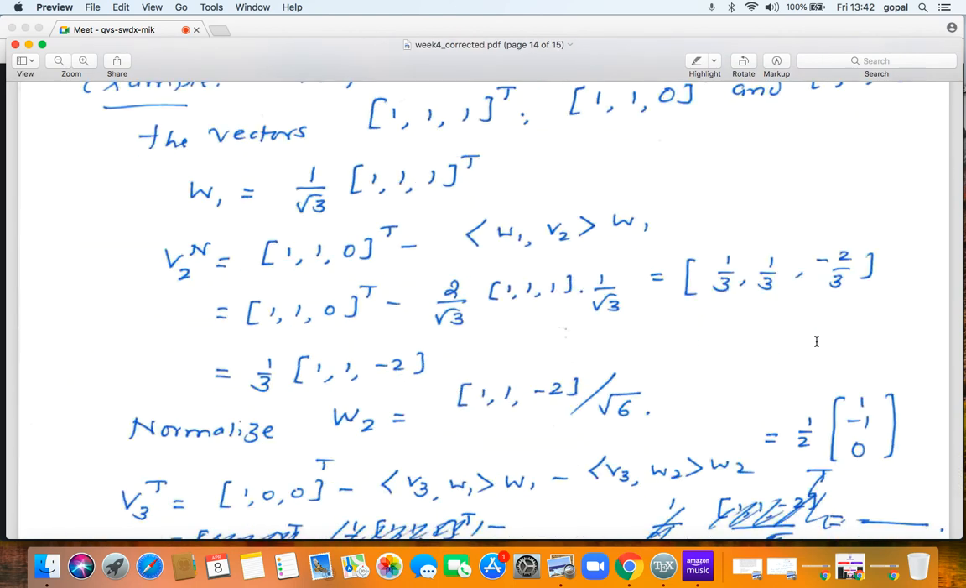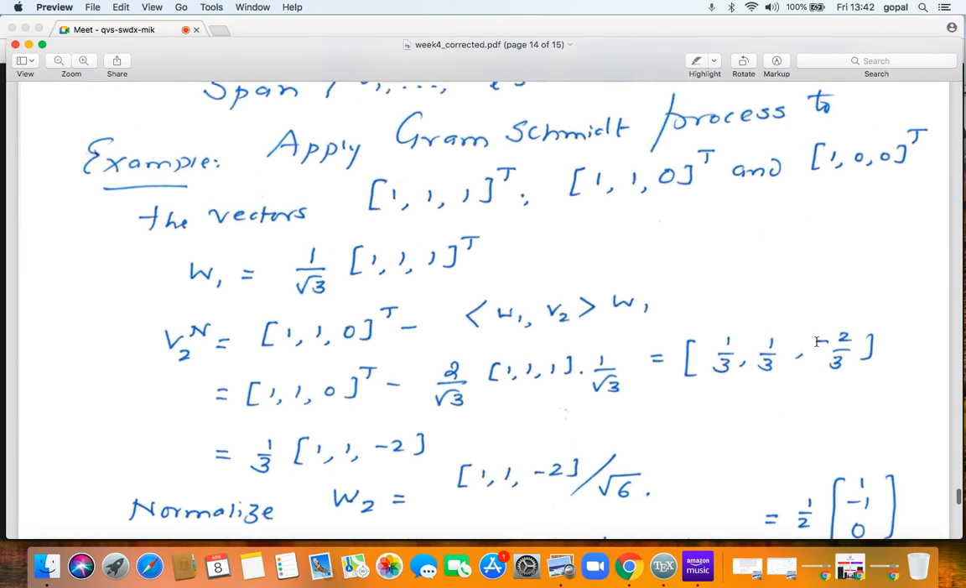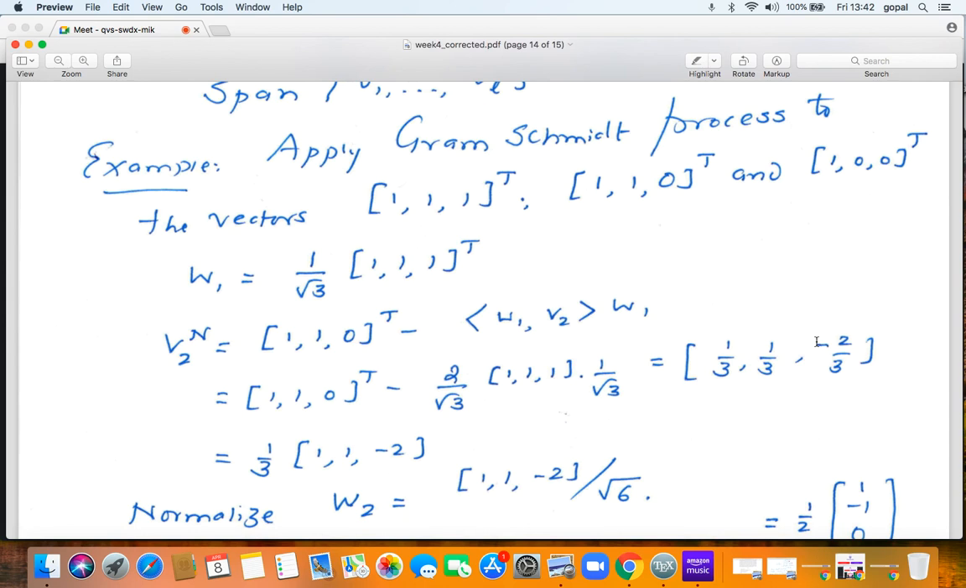Now, let us apply the Gram-Schmidt process to a practical example. So you take three vectors: the column (1, 1, 1), the column (1, 1, 0), and the column (1, 0, 0). The first vector is not a unit vector, so we divide by the length. What is the length of this vector? It is root 3, so we must divide by root 3. So W1 is 1 upon root 3 times the column (1, 1, 1).